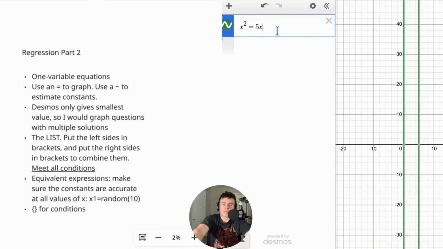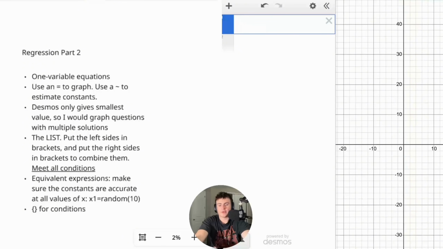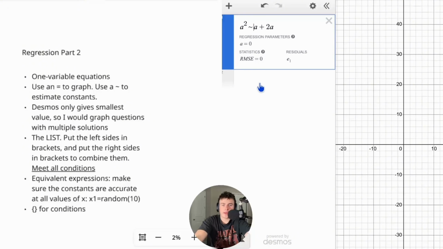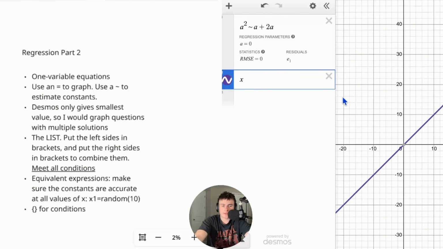And by the way, if you have an equation like, I don't know, a squared equals a plus 2a, well, this is not x, but you can still use a tilde and it'll still solve for it. This is a terrible example, but you get the point, right? You can just replace x with a or a with x. It's the same thing regardless, because if you're doing x1, it's still a constant. It's pretty much the same thing as a. So just keep in mind, when you have x, it's going to graph it. When you have x1, it's recognizing it as a constant. So now it's going to estimate it.